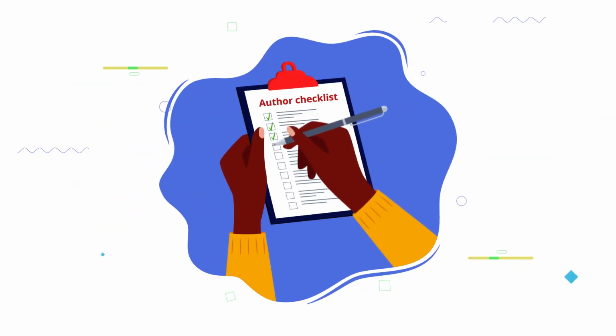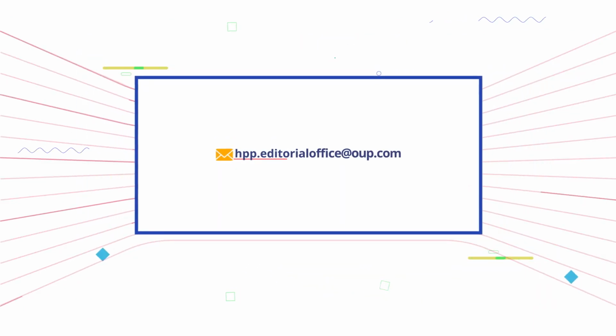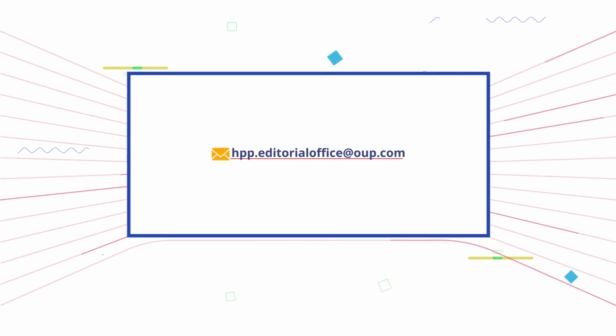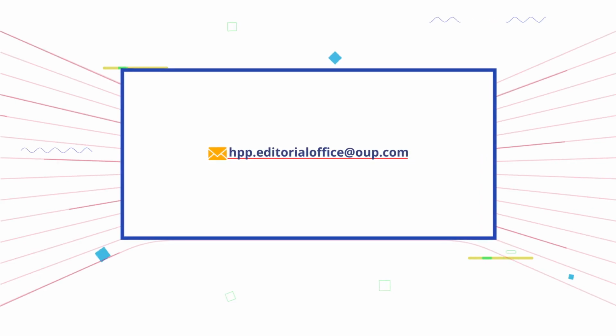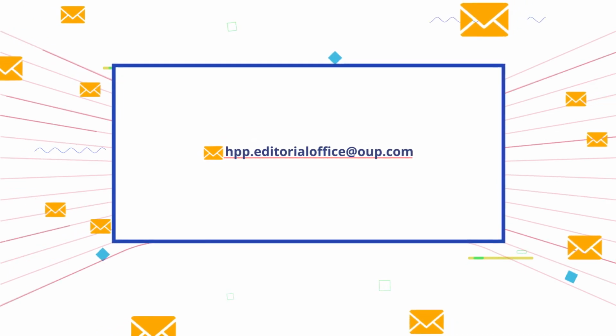And those are our top 10 tips for our authors. You can send a message to our helpful editorial office if you have any queries at hpp.editorialoffice@oup.com. Our editorial office and editors will always be willing to help answer your queries and make submitting as straightforward as possible.